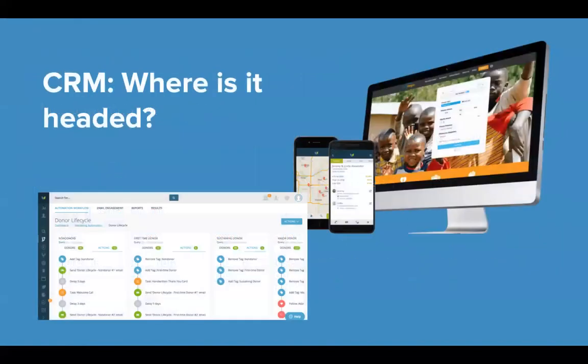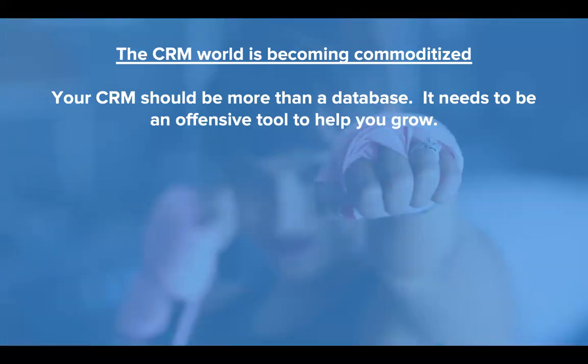All right, so some of the fun stuff is, where in the world is the CRM world headed? Now, there's a ton of cool new technology out there, from artificial intelligence to look at your data, to automation tools that allow you to get rid of your manual processes. Very neat things out there. The biggest thing that we see is that the CRM world is becoming commoditized.